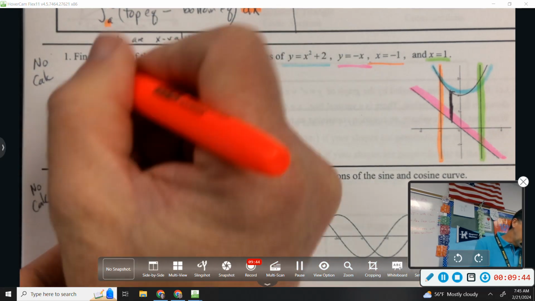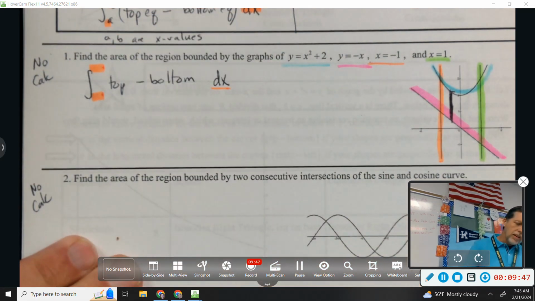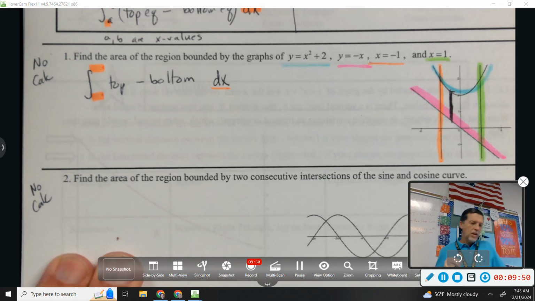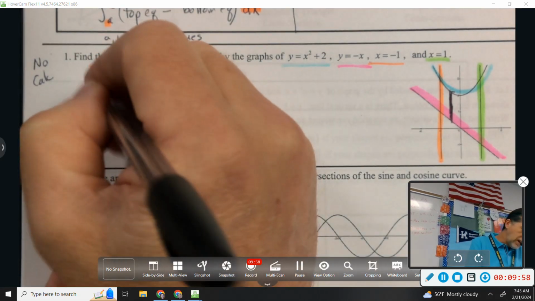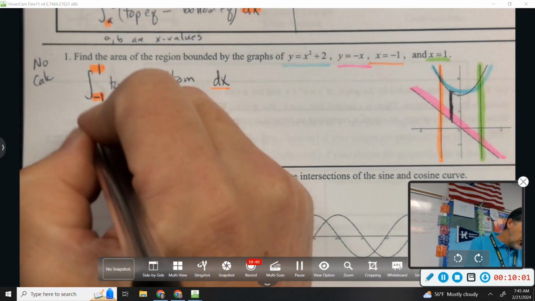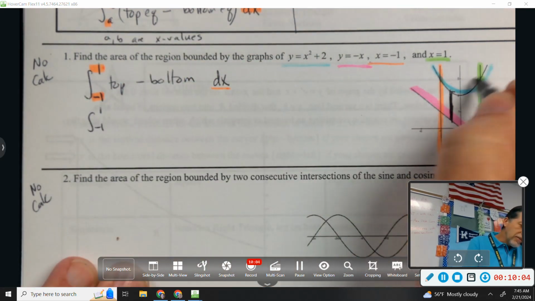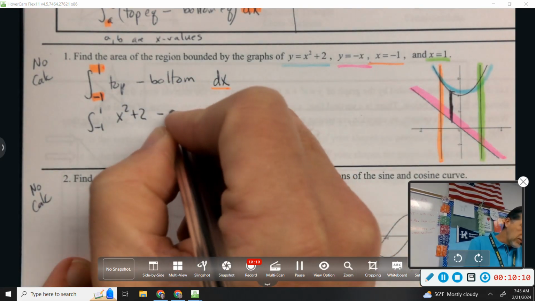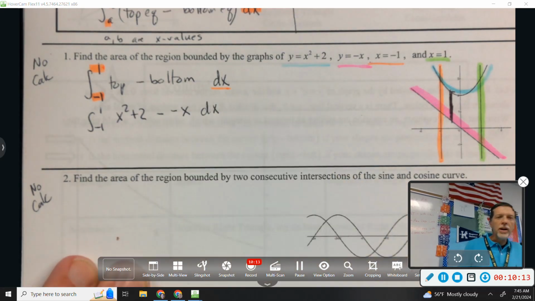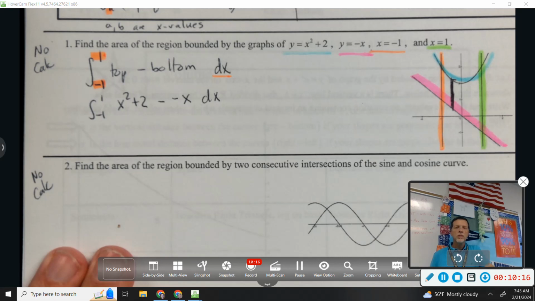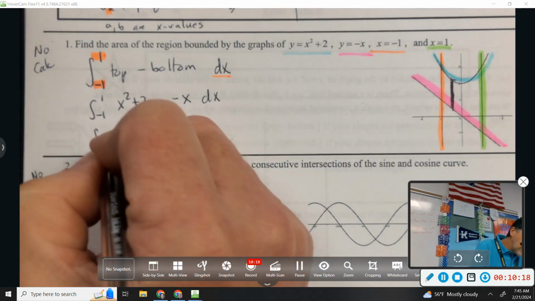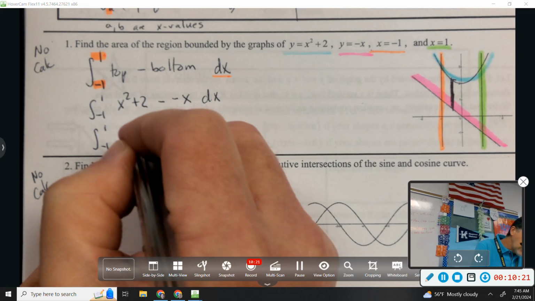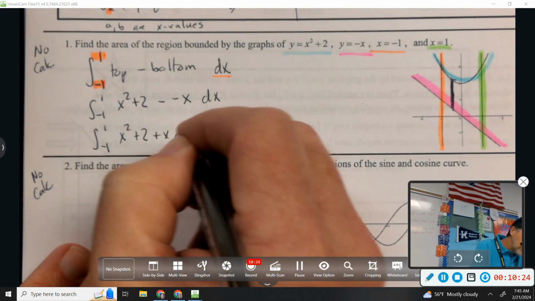which means my limits need to be x things. So while we're thinking, let's go ahead and put those in. So from what to what? What are my x limits? How far left to right do I go? Negative 1 to 1. And we already identified that the top equation is x squared plus 2, and the bottom equation is negative x. So careful, we got a minus negative in there. So I want the antiderivative from negative 1 to 1, x squared plus 2 plus x dx.